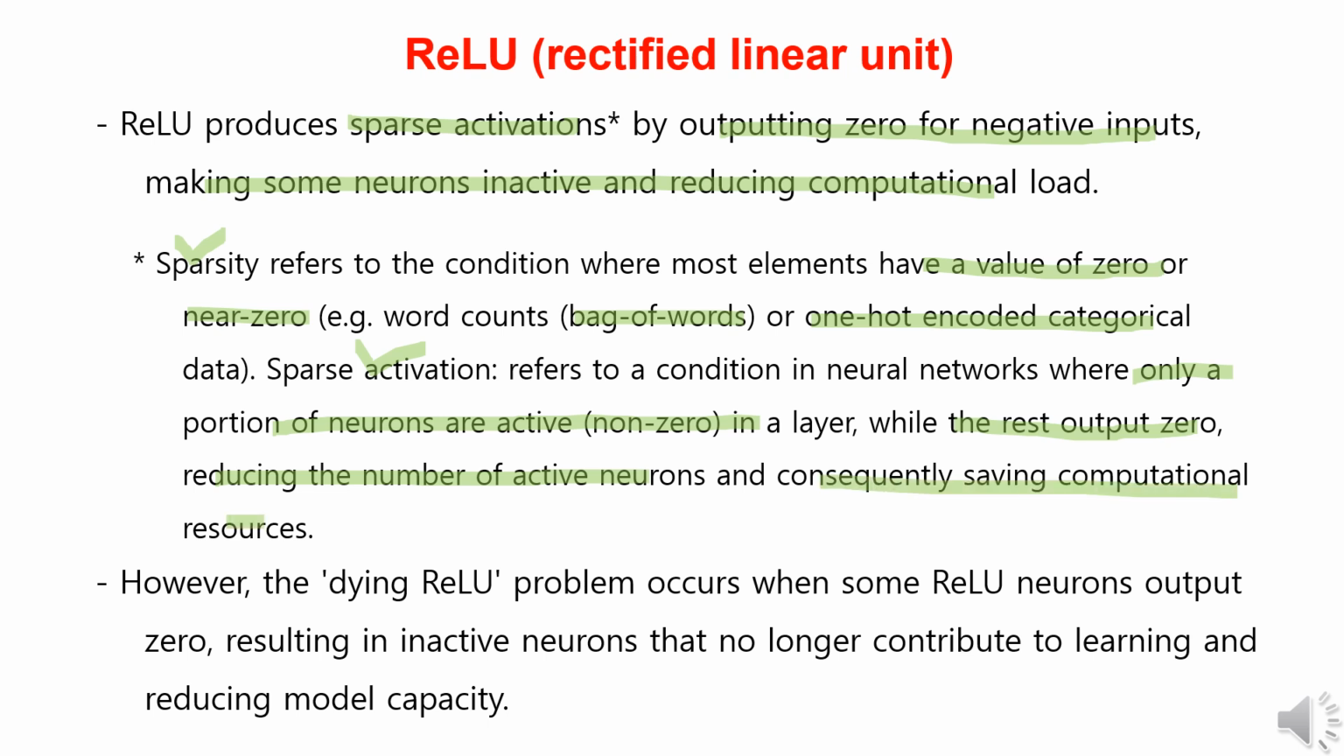However, a problem called dying ReLU can arise. This happens when some ReLU neurons consistently output 0, which means they no longer contribute to learning, potentially decreasing the model's performance.